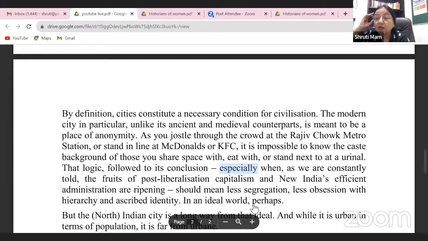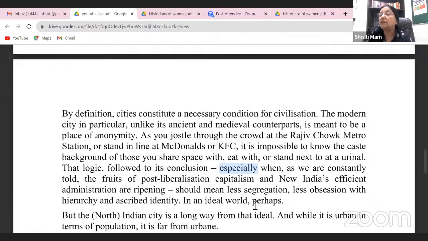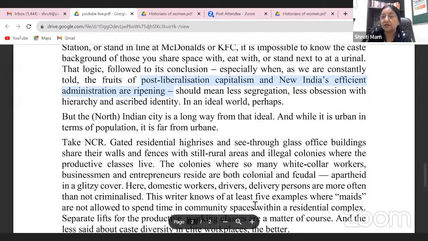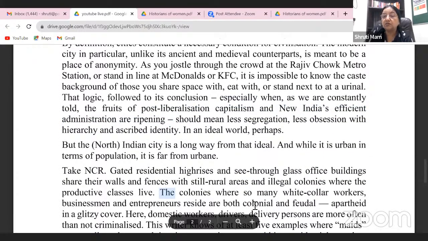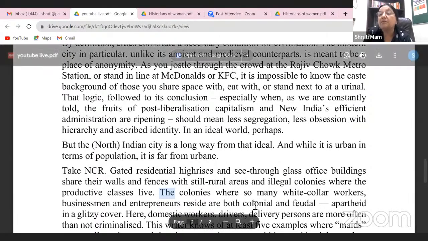We need to work on a larger note, because when we are standing in a post-liberalized economy, McDonald's, KFC, we have nothing as cars there. But when it is a car, you put a sticker, but the North Indian city is a long way from the ideal. And while it is urban in terms of population, it is far from urban. Urban means it has still not moved up from caste.